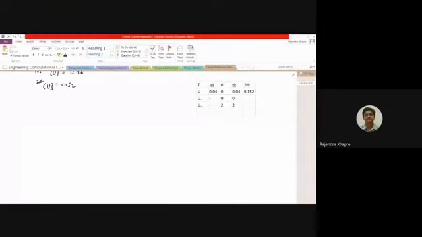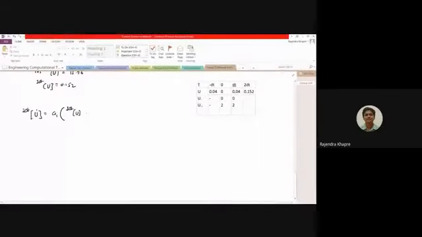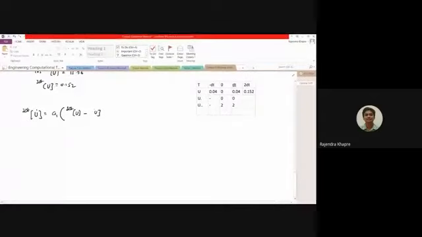In order to calculate the velocity, I am just going to write down the expression. This will be the velocity at 2 times delta t, and it can be calculated by a simple expression. This is nothing but a1 into the displacement at 2 times delta t, minus the displacement at 0.